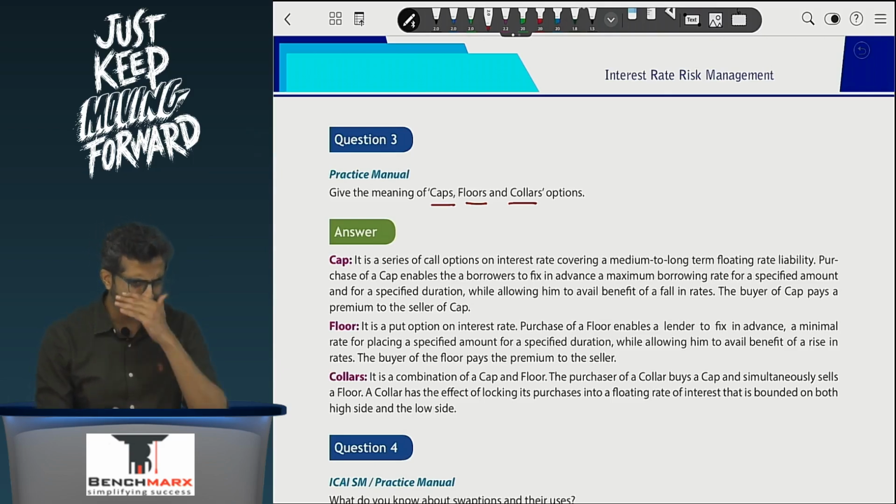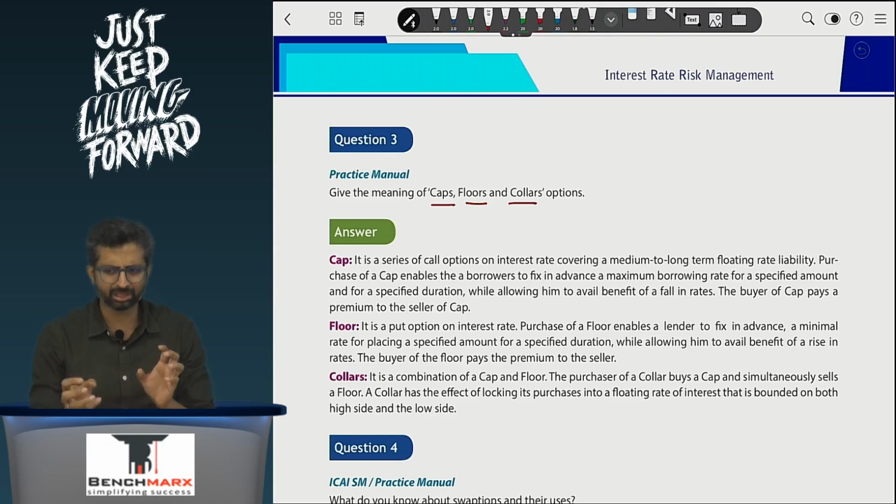Whereas a collar is a strategy like a straddle or strangle. It's a combination of cap and floor. I will buy the cap and sell the floor, or sell the cap and buy the floor. It's a collar strategy. We will do sums on this and you will get absolute clarity. These three you will understand very easily: cap, floor and collar.